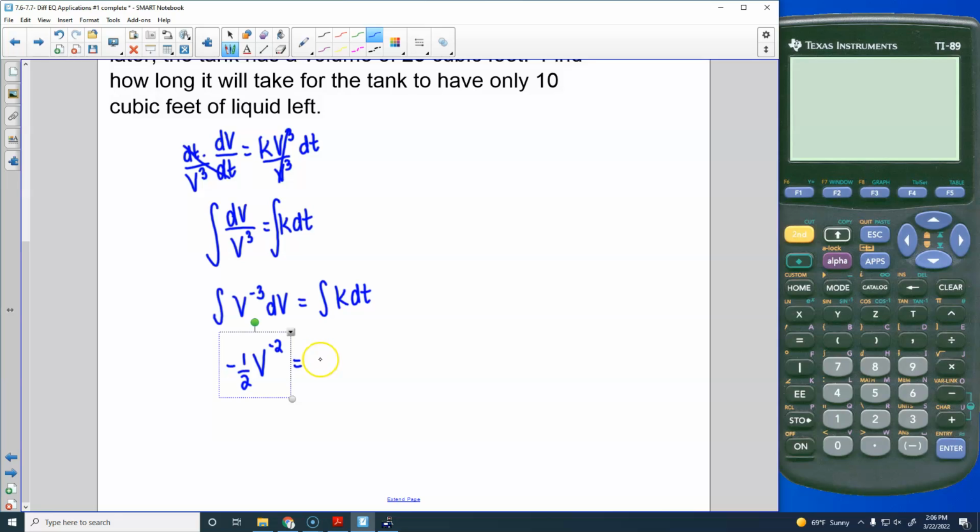No. K is not our variable. Your variable is t. That's why that dt is important, because that is the variable that we're integrating. So k is just a constant. It's like having a 3 or something there. So it's kt. And then what do we need? Plus c.